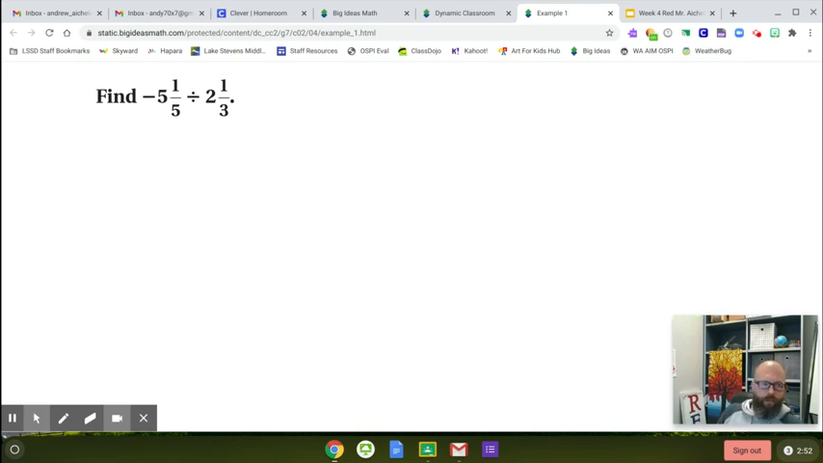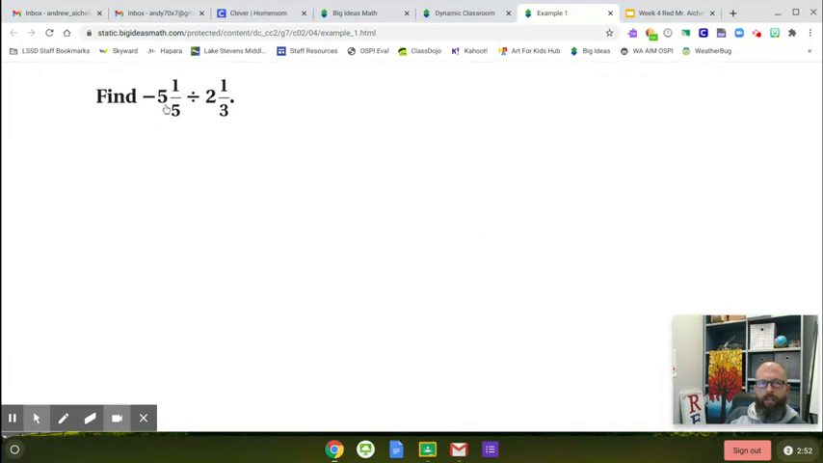What's happening, seventh graders? This is 2.4, example 1, and we are multiplying and dividing rational numbers. So we got fractions, we got negative numbers, we got multiplying and dividing. The cool part though is I think multiplying and dividing fractions is easier than adding and subtracting because you don't need a common denominator. That's awesome. So let's take a look.